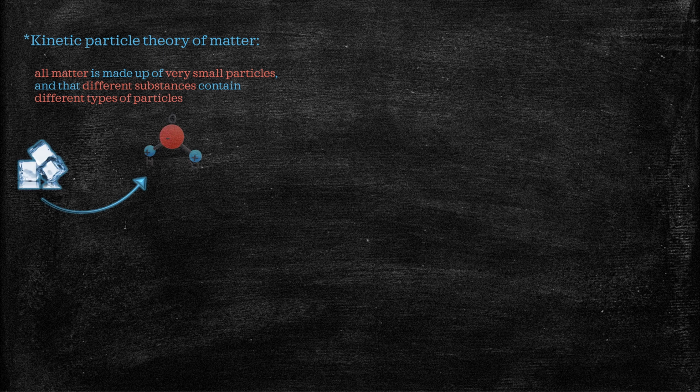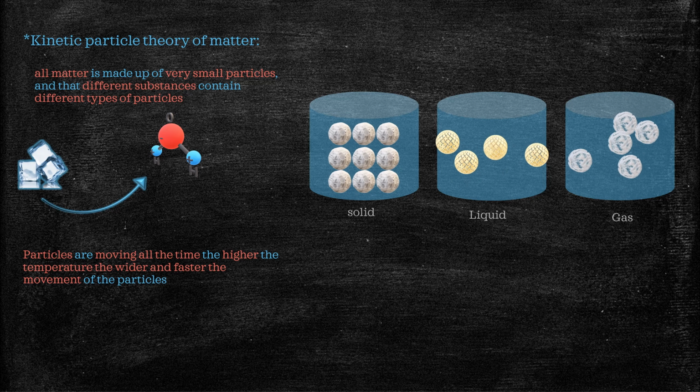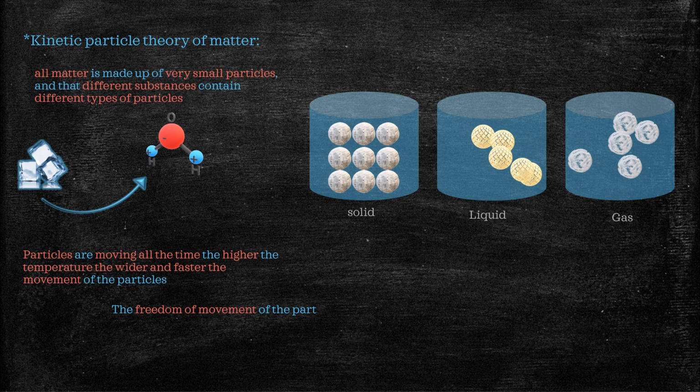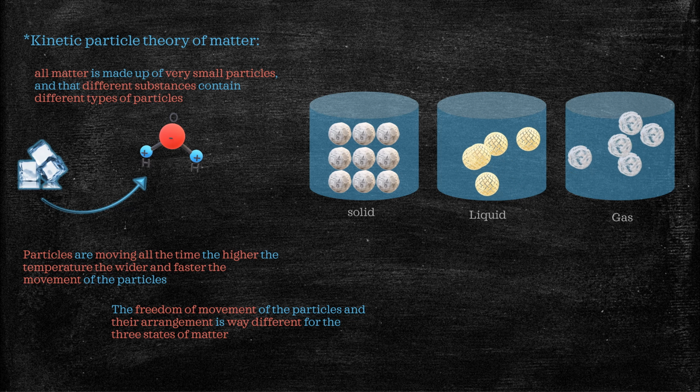The kinetic particle theory states that all matter is made up of very small particles, and that different substances contain different types of particles. Like water, for instance. It contains 2 hydrogen atoms and 1 oxygen atom. Particles are moving all the time. The higher the temperature, the wider and faster the movement of the particles. The freedom of movement of the particles and their arrangement is way different for the 3 states of matter.